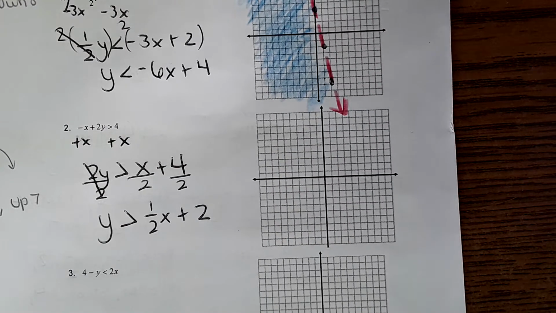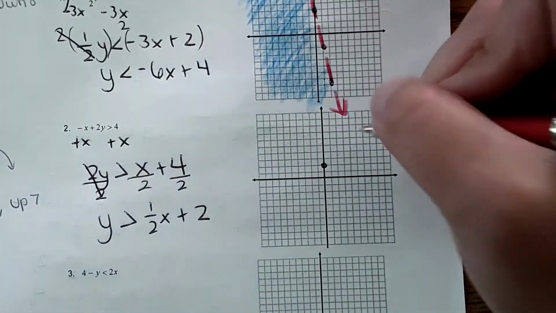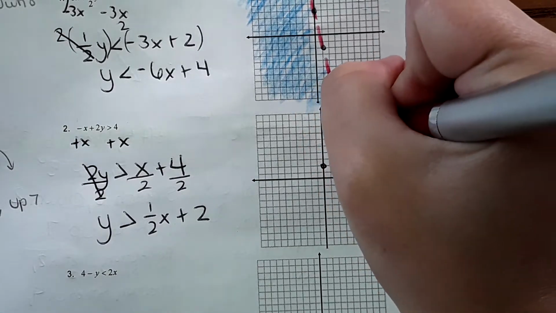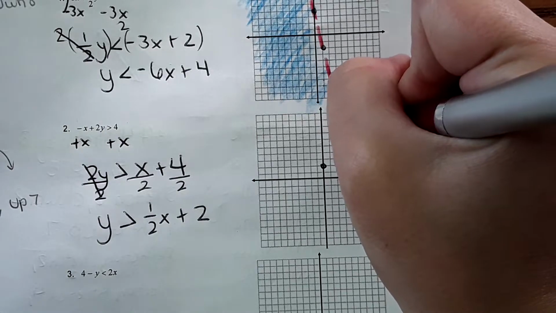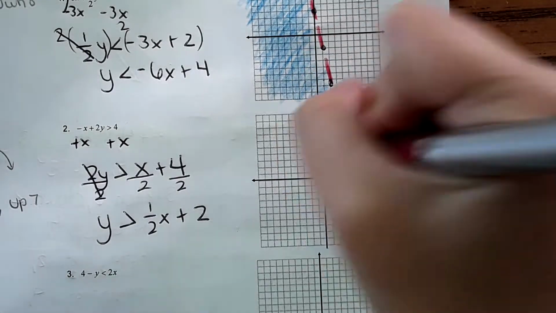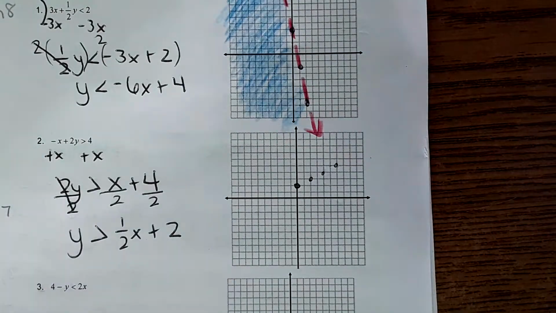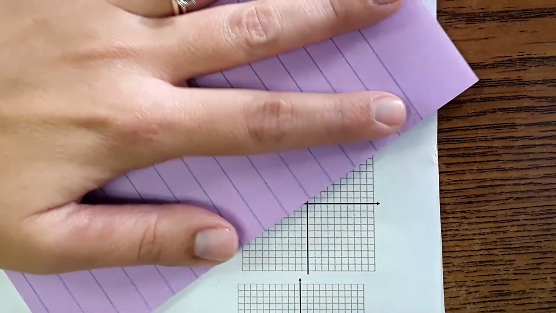Okay, so now we're going to graph this line. Y-intercept is 2. The slope is 1/2, so that would be up 1 over 2. And then it's going to be a dotted line again. Maybe I'll use a different color.